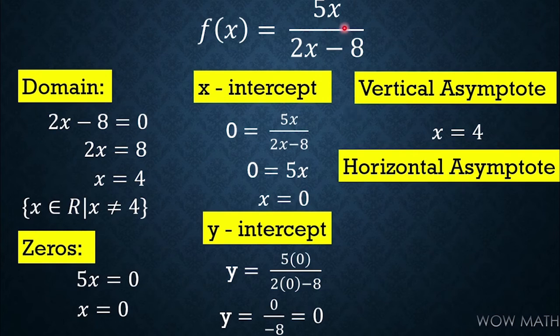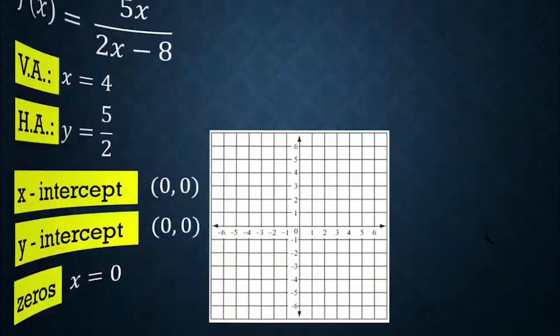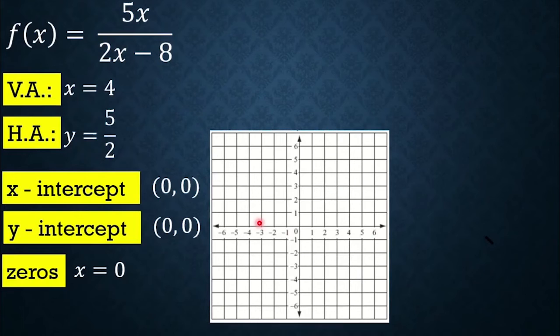And the next is horizontal asymptote. So to find the horizontal asymptote, you have to find the degree of the numerator and the denominator. So since 5x over 2x minus 8, our horizontal asymptote is 5 over 2. So we have now our vertical asymptote, which is 4, and the horizontal asymptote, which is 5 over 2, and then the x-intercept, the y-intercept, and the zeros.